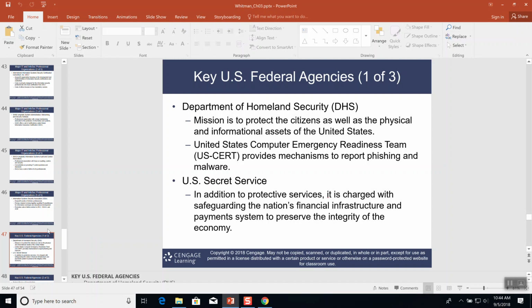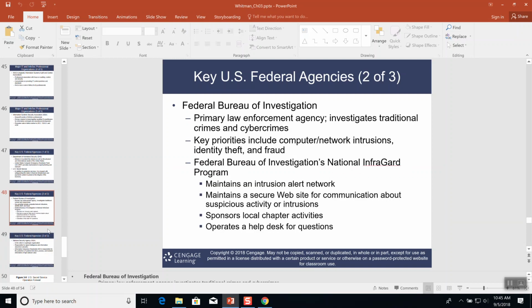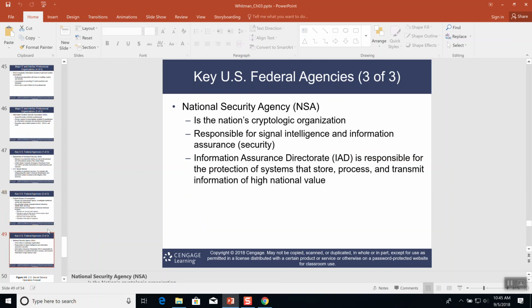The U.S. Secret Service has additional protective services, charged to safeguard the nation's financial infrastructure and payment system. The FBI maintains an intrusion alert network, maintains a secure website for communication about suspicious activities, sponsors local chapters, and operates a help desk.